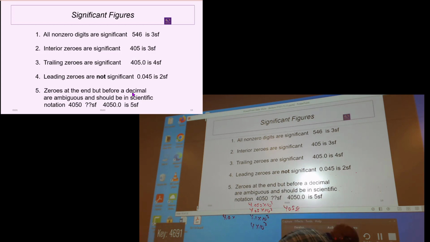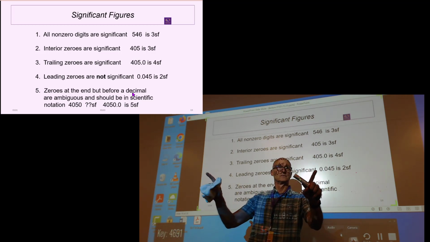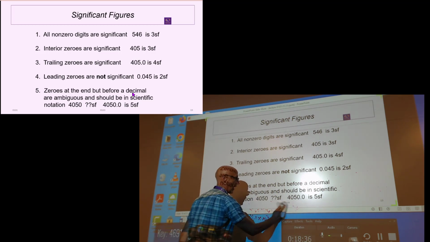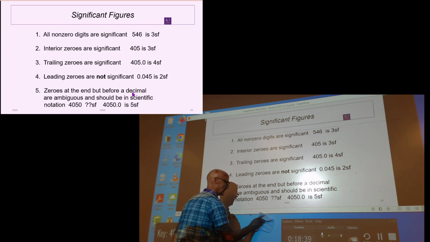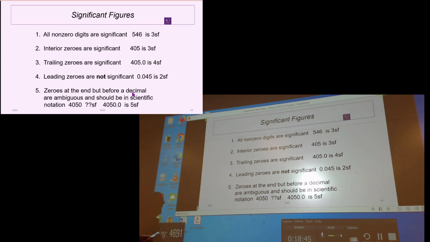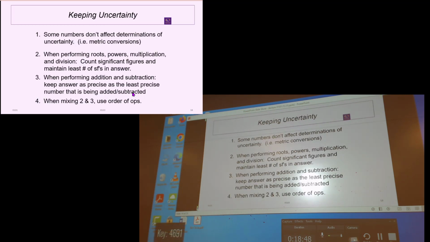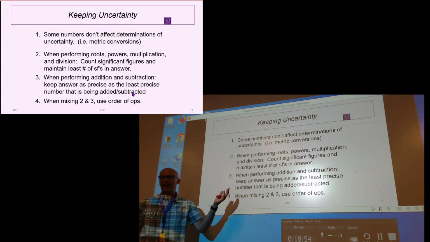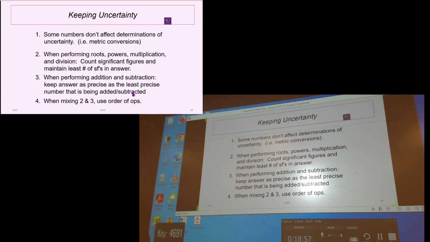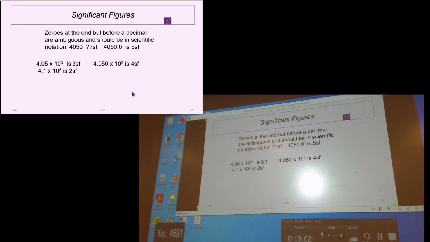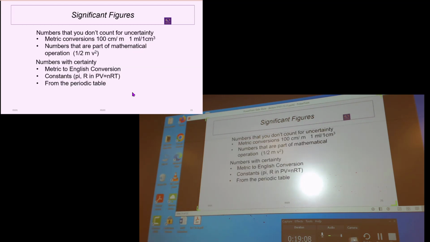All right, so there's that. Everybody get your rules for sig figs? Good? All right. Now, I left out addition and subtraction. I do have to do addition and subtraction sometimes, right? What do I do with that? So I'm going to back up to the rule just to remind you: when performing addition and subtraction, keep the answer as precise as the least precise number that is being added or subtracted. I better see an example. What the heck do you mean by that, right? This is just a repetition of what I said.